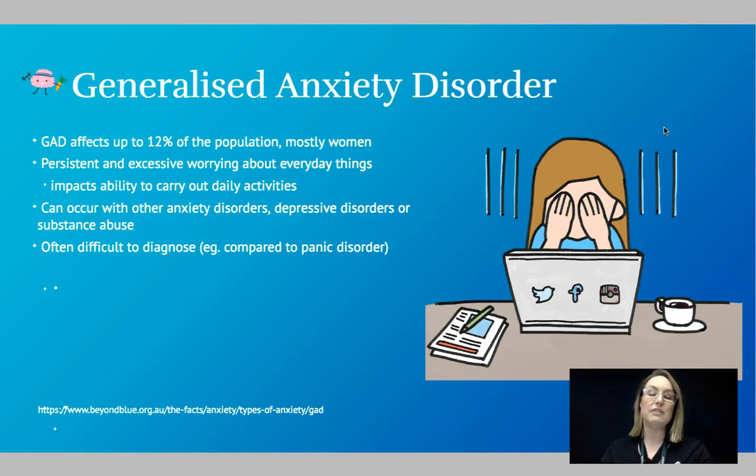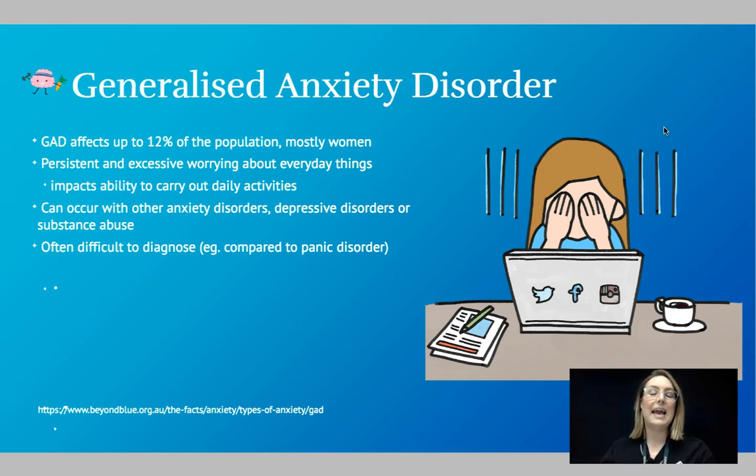Now, this one here, generalized anxiety disorder, is the most common, and it affects up to 12% of the population, again, more common in women. So this is persistent and excessive worrying, but it's about everyday things. It's not just about social things or a phobia, it's about everyday things. And it really impacts people's ability to carry out their daily activities, work, study, relationships, etc.